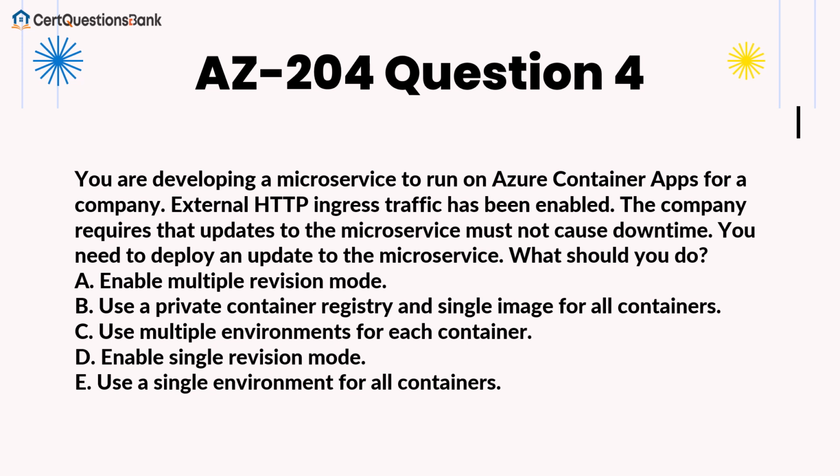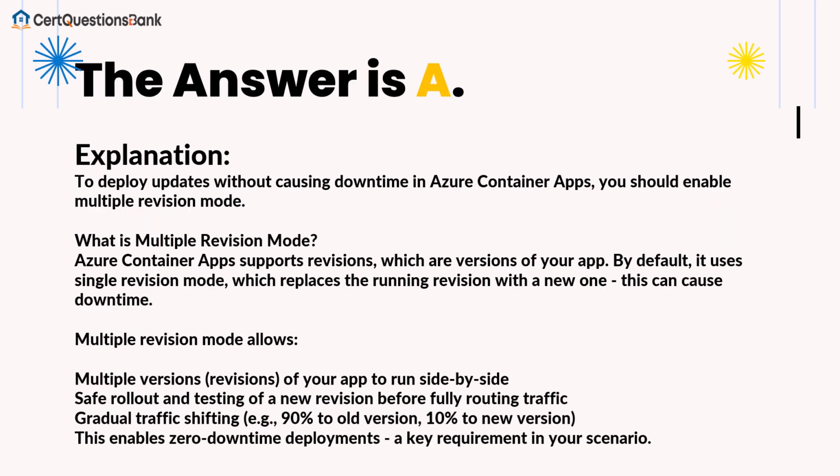What should you do? A. Enable multiple revision mode. B. Use a private container registry and single image for all containers. C. Use multiple environments for each container. D. Enable single revision mode. E. Use a single environment for all containers. The answer is A. To deploy updates without causing downtime in Azure Container Apps, you should enable multiple revision mode.